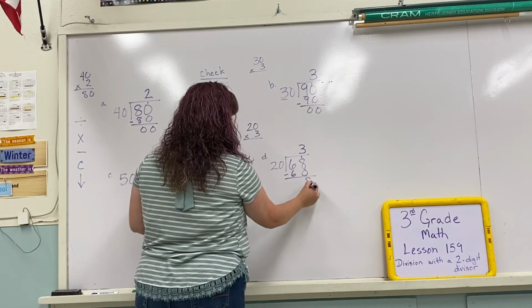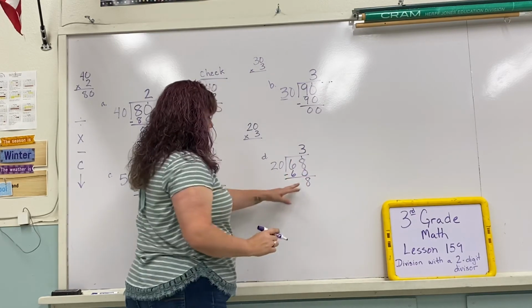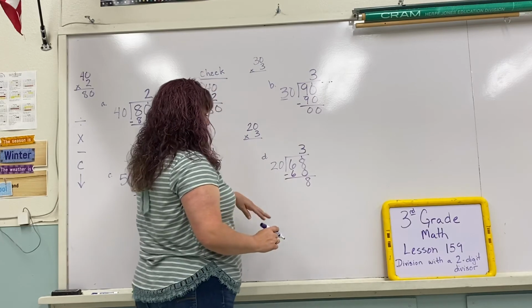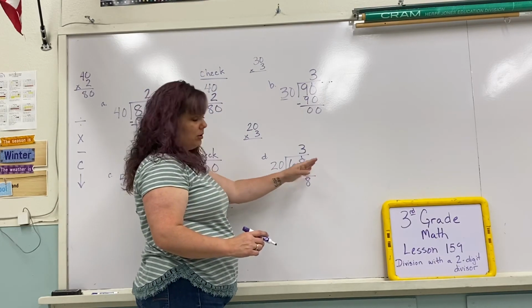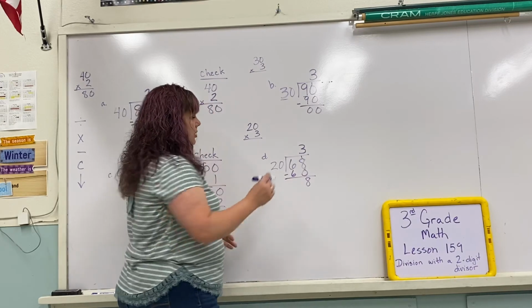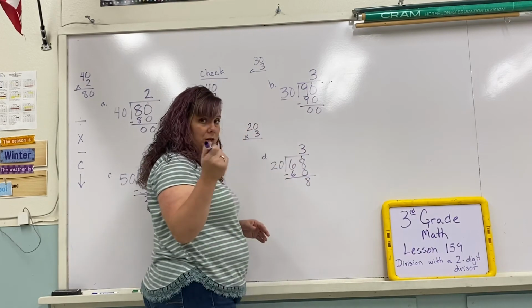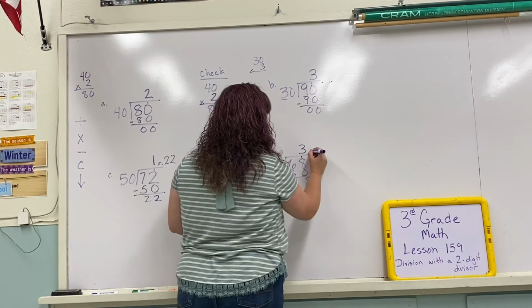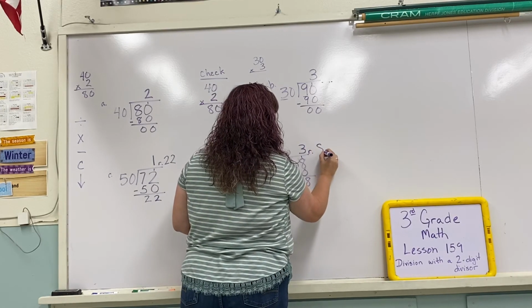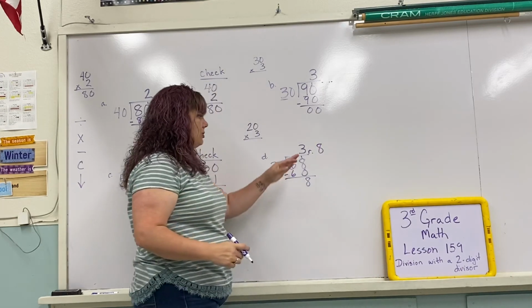8 take away 0 is 8. 6 take away 6 is 0. We don't write anything. Compare. It's smaller. Is there anything else to bring down? No. Okay, so we have a remainder. We already read and checked in our directions. It didn't say to write the remainder as a fraction, so we're going to use the R. R8. So this answer is 3 remainder 8.